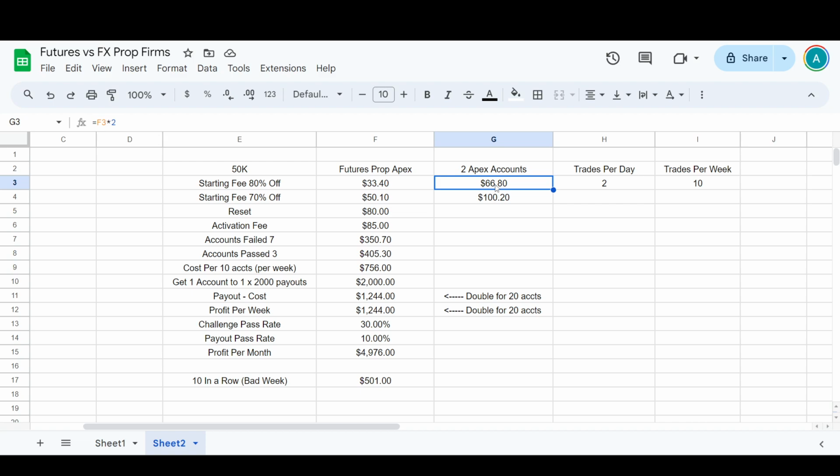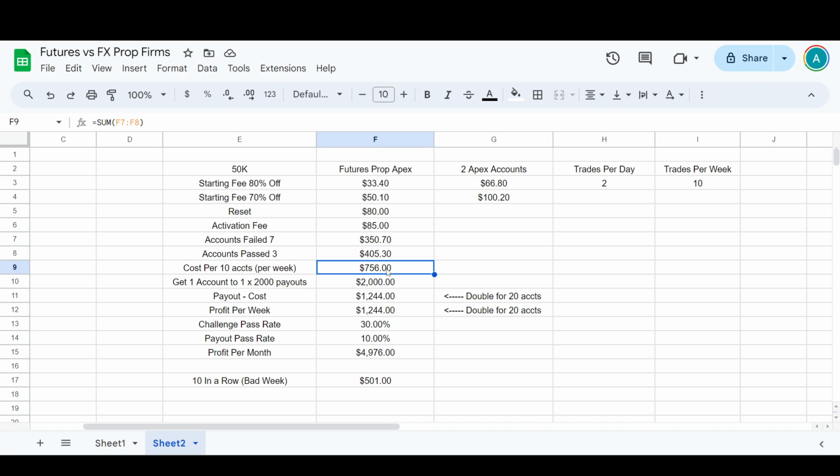Okay, so if you want to just keep it simple and not spend a lot, this is how the model works, right? And you can see the numbers here, right? So basically you could end up making with this model, with pretty low risk, about 5K a month with these 50K accounts. And this would be on a cost per week of $750.